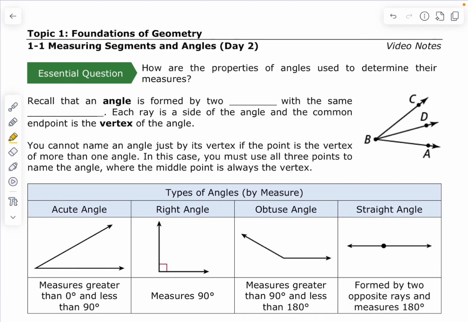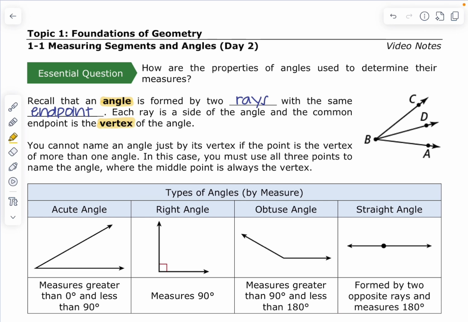Alrighty, this is 1-1, measuring segments and angles, day 2. So recall from day 1 that an angle is formed by two rays with the same endpoint. Each ray is a side of the angle and the common endpoint is the vertex of the angle.